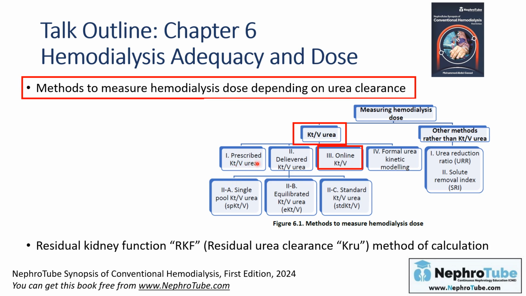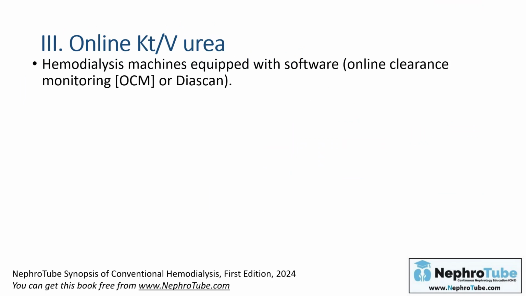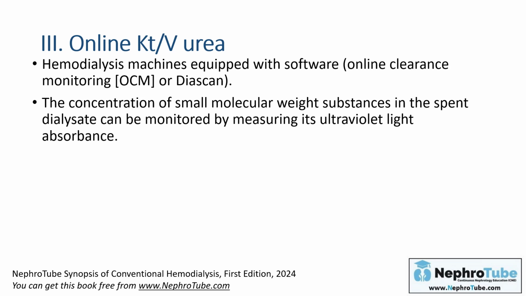So now we mentioned the prescribed KT/V, which is the KT/V mentioned by the manufacturer, the delivered KT/V, which is the actual KT/V in the patient, and it is lower than the prescribed KT/V, and now the online KT/V. Some hemodialysis machines are equipped with a software called online clearance monitoring, OCM, or DIASCAN. This machine itself can measure the concentration of small molecular weight solutes in the spent dialysate and can give you an estimated KT/V without the need of any blood sampling from the patient.